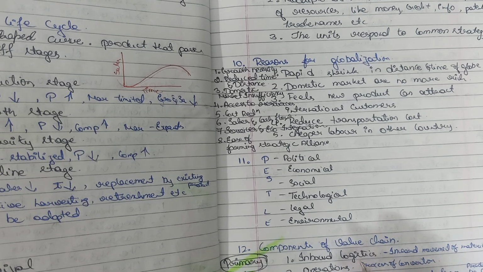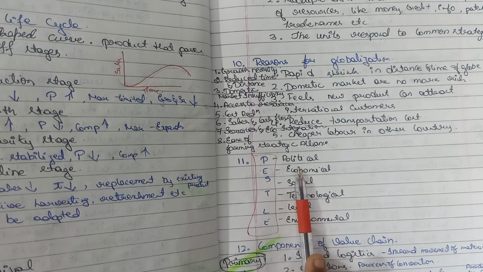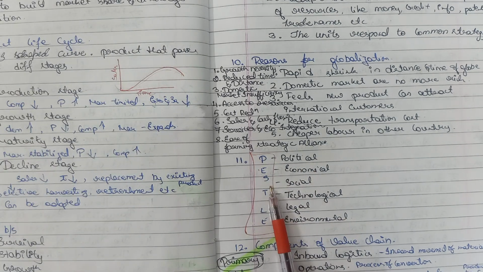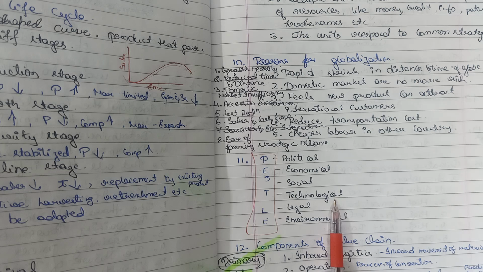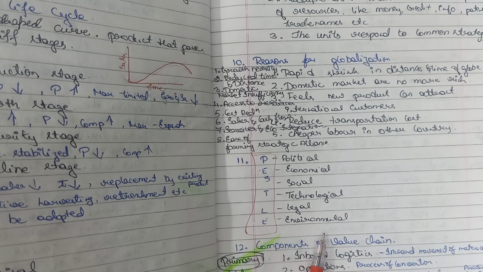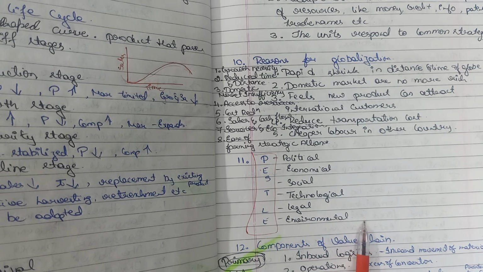What is the abbreviation for PESTEL? P stands for political, E stands for economic, S stands for social, T stands for technological, L stands for legal, and finally the last E stands for environmental.